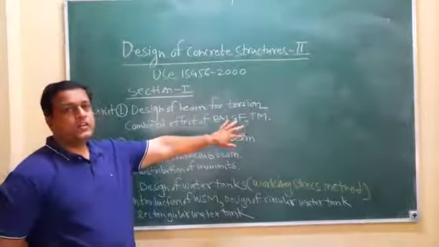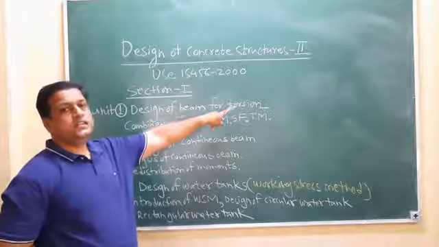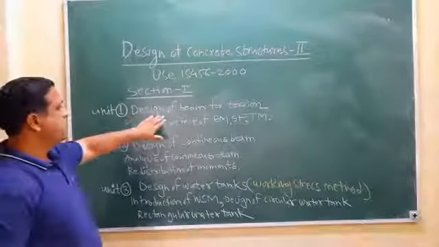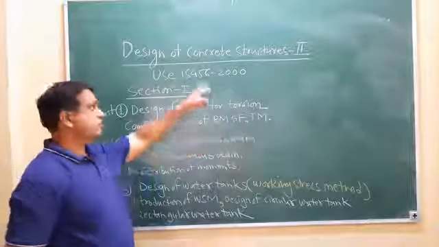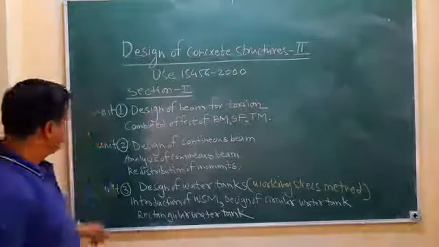That means already we have designed the beam for bending and shear. Now you have to consider one special moment, torsion, and you have to consider the design steps when the beam is subjected to torsion. IS 456-2000 you have to strictly use.